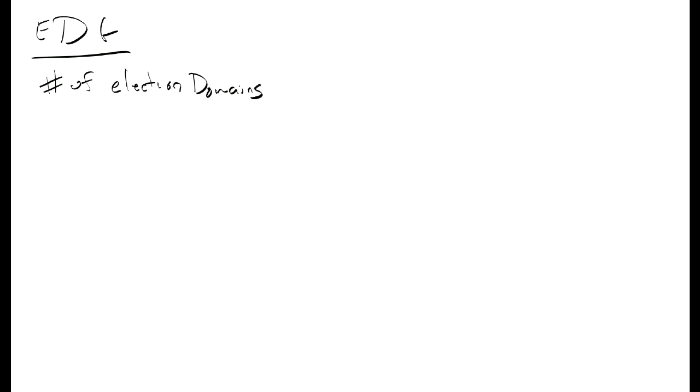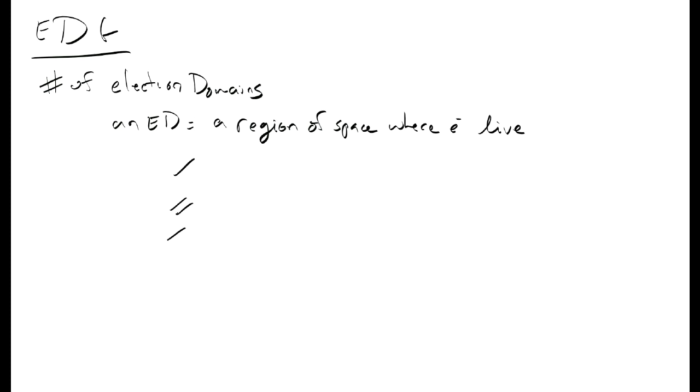Okay. What is an electron domain? An electron domain is a region of space where electrons live. Okay, so a single bond, a double bond, a triple bond, or a non-bonding pair. Any one of these is one electron domain.